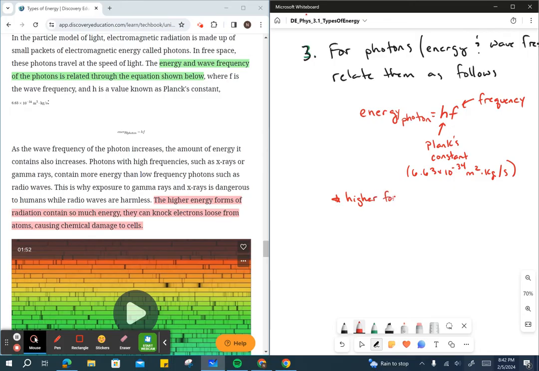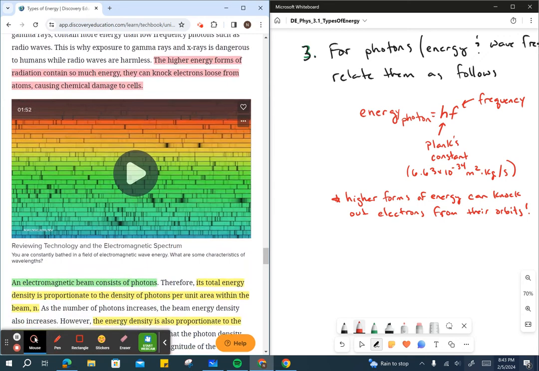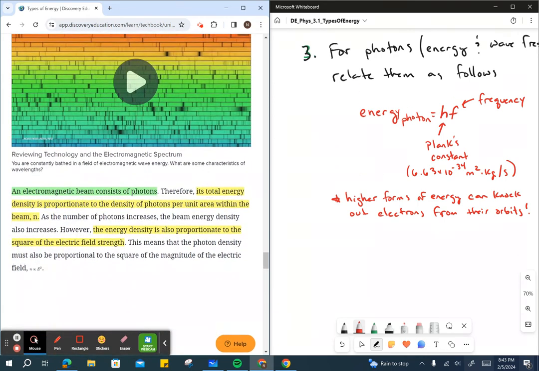Higher forms of energy can knock out electrons from their orbits, right? A little fun fact there. So watch this video, it's very useful.